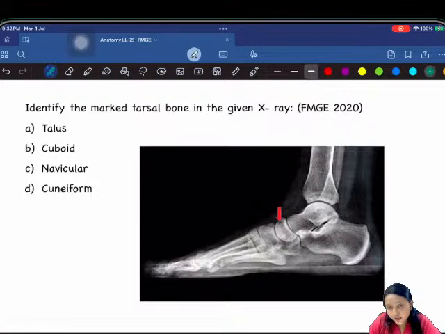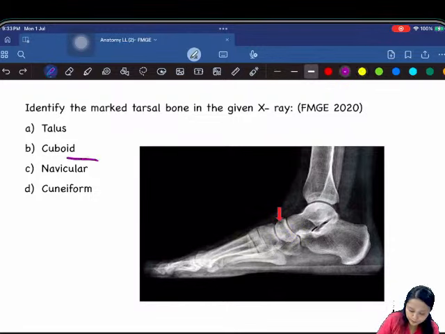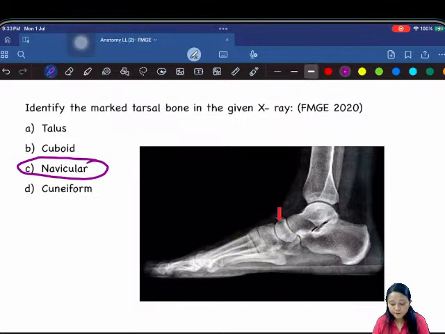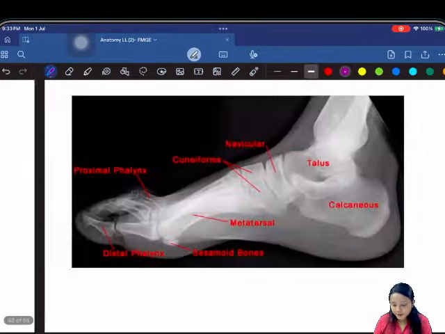Now the next question is on the X-ray of the tarsal bones. Identify the marked tarsal bone in the given X-ray. Anybody in the chat box who wants to answer this, it's very easy. If you see the shape of the bone, you can identify what this marked bone is. This bone has a typical shape, right? And this is the navicular bone. So the answer here will be navicular bone. This came in 2020.